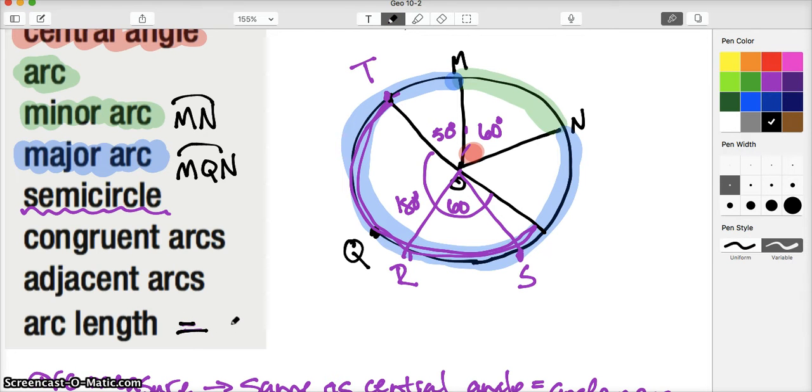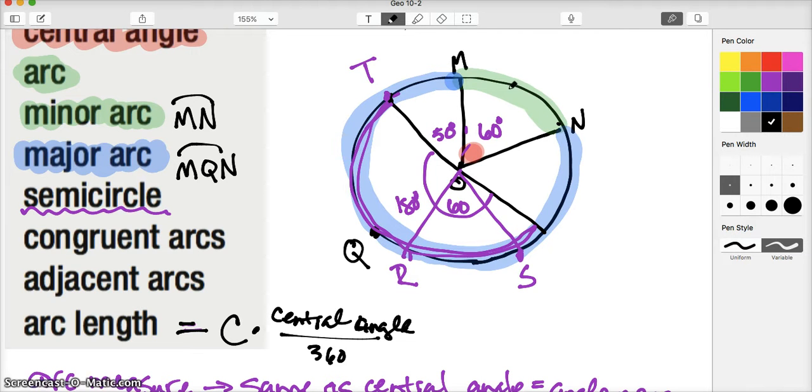Arc length is given by the formula, the circumference times the central angle over, let me write the word angle out because that looks like an L, over 360 degrees. Let's think about this for a second. If I took the entire circumference of the circle, I only want a piece of it in order to talk about the arc length. The piece that I want is part of the circumference.